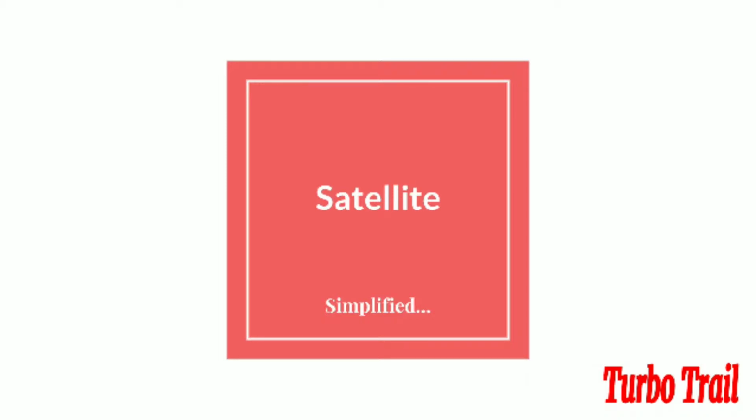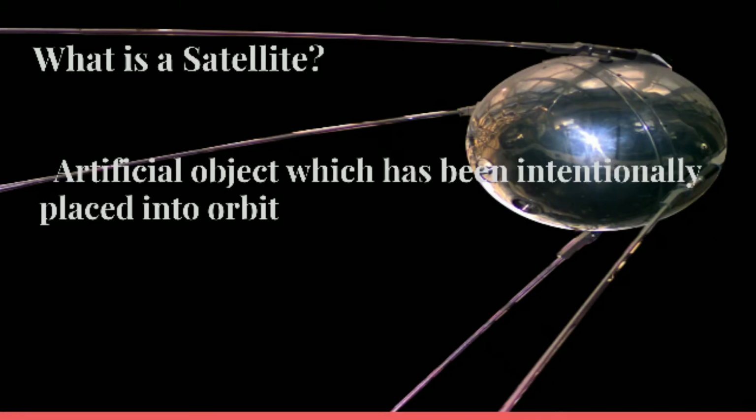We know what a satellite is. A satellite is an object which is intentionally placed into orbit, which is nothing but a computer which revolves around the Earth in a particular orbit.